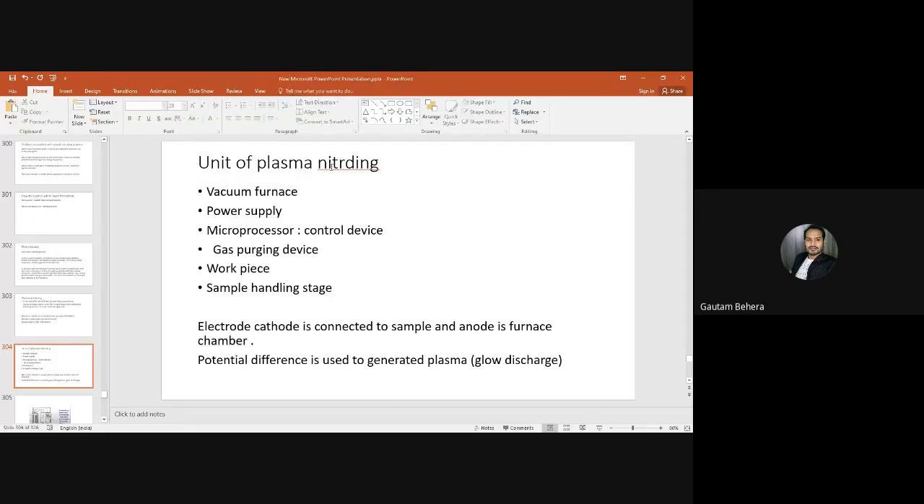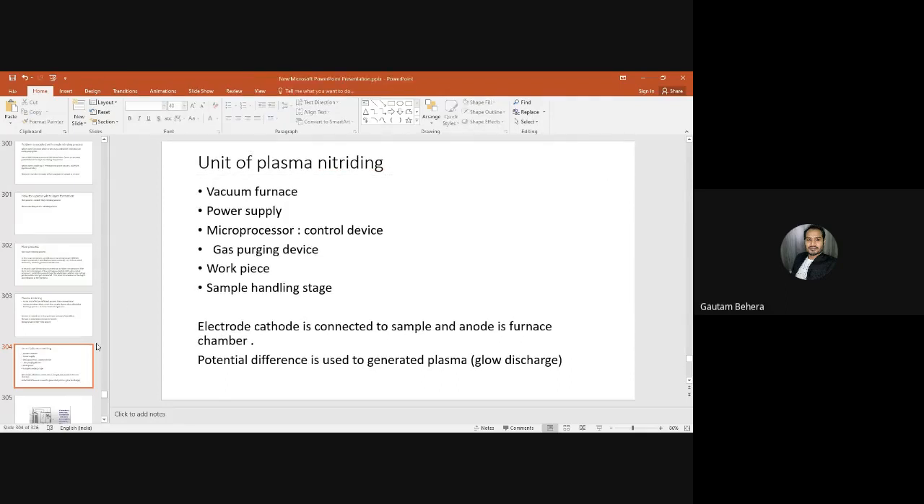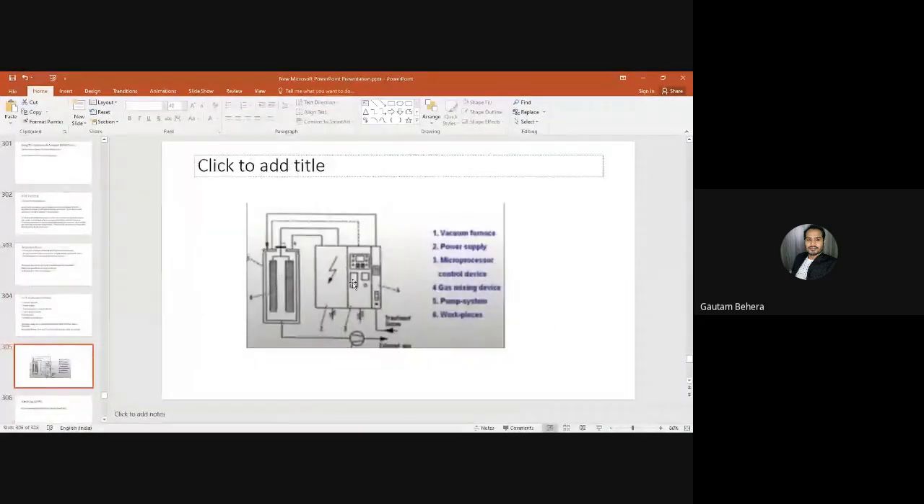Now, if you look at the unit of plasma nitriding, I am talking about the complete setup, you can see what we have. This is the setup for plasma nitriding. This is the main furnace or main chamber which we need to vacuum. And this is the steel inside the vacuum chamber, right? We have electrodes: this is the negative electrode, this is the positive electrode. The positive electrode is attached to the chamber itself. That means the anode is the vacuum furnace chamber itself, right?